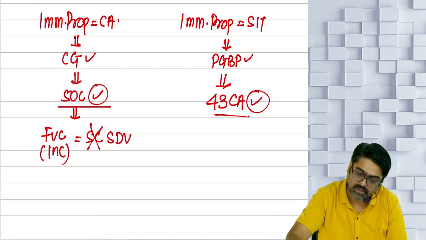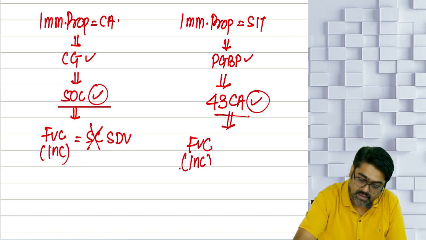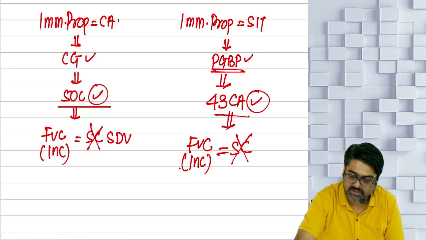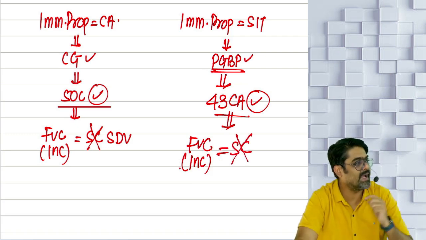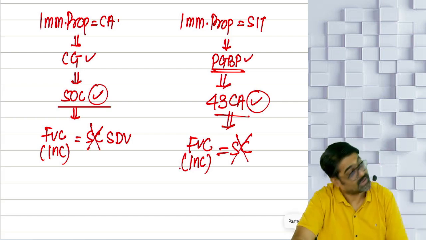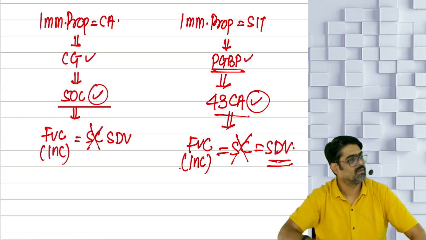Understanding? So under 43CA, what will be your full value of consideration, meaning your income under the head PGBP? It will not be the sale consideration of your immovable property which you are selling as stock in trade. No, there also we will charge stamp duty value.